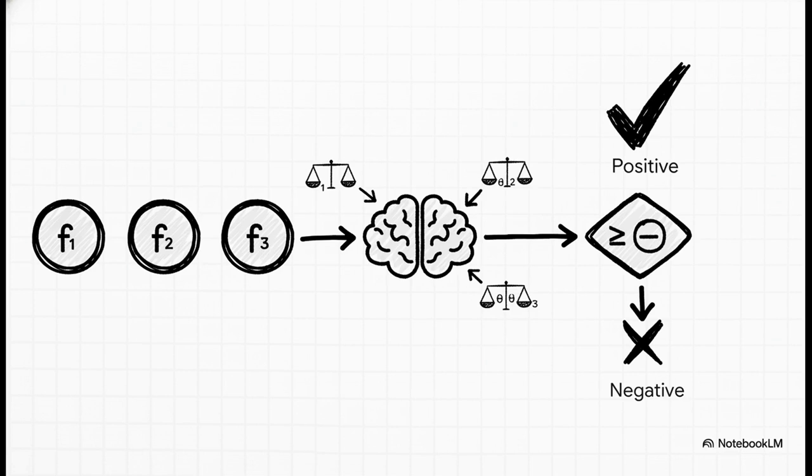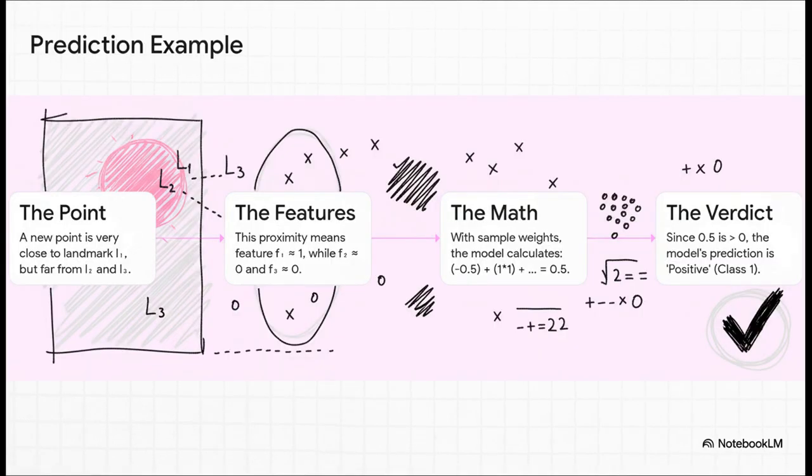Easy as that? Okay, let's just walk through a quick example. Take a look at this point right here. It's super close to our landmark L1, but it's really far from L2 and L3. That means its feature value, f1, is going to be almost 1, while f2 and f3 are going to be almost 0. So if our model has learned these particular weights, the math is pretty simple. We get negative 0.5 plus 1, which is 0.5. And since that's bigger than 0, the model says, yep, that's a positive 1.